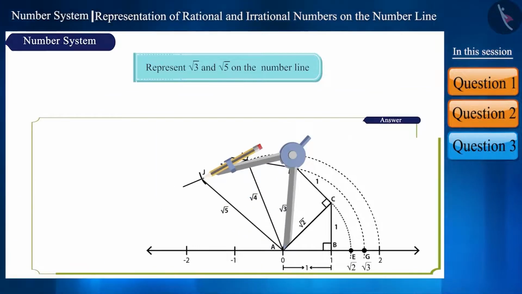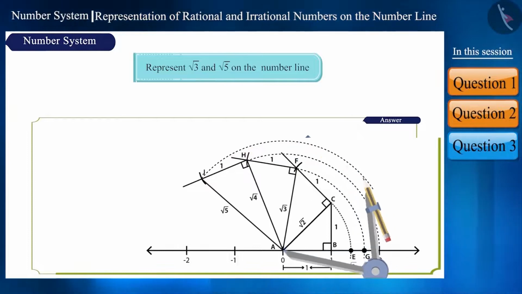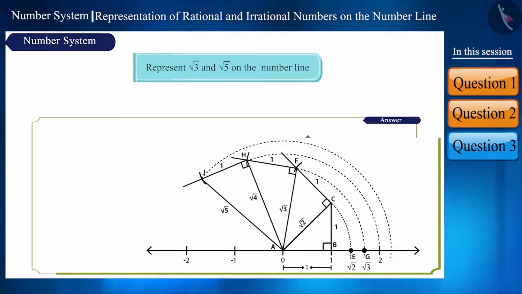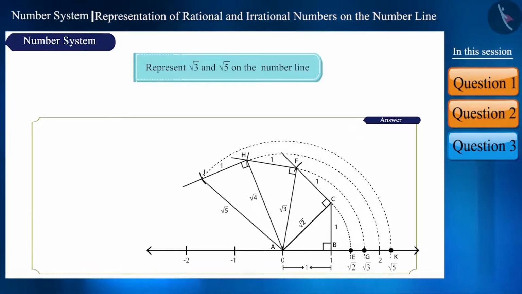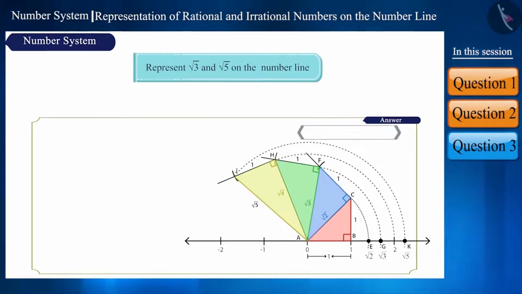Measure the length AJ using a compass and keeping A as center, draw an arc on the number line which cuts it at point K. Point K represents root 5 on the number line. The formation obtained as a result of this process is called the square root spiral.